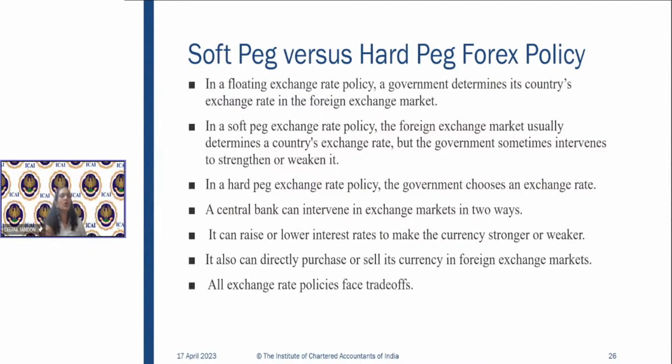Now we are going to talk about soft peg versus hard peg. We have shared pegging. What is pegging? That is a fixed exchange rate, where the currency is pegged to the other currency. That is known as hard peg. Hard peg means you have fixed the currency and you cannot go for changing that. Soft peg is where the foreign exchange market usually determines the currency exchange rate, but the government sometimes intervenes. When the currency can fluctuate for some point of time, that is known as soft peg. But where there's no possibility of any change in the currency, that is known as hard peg.